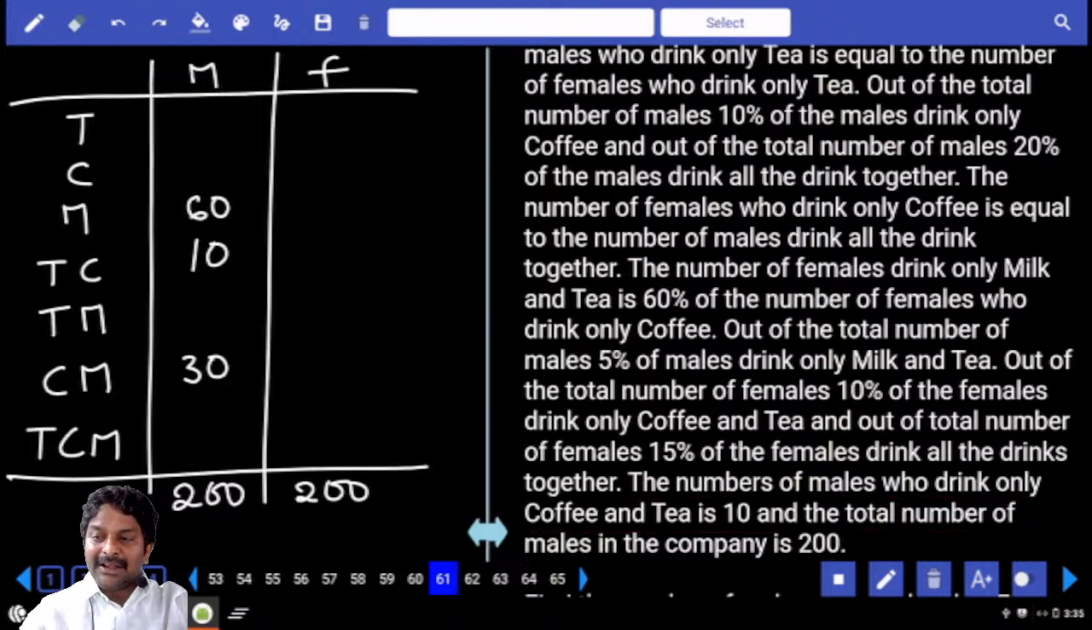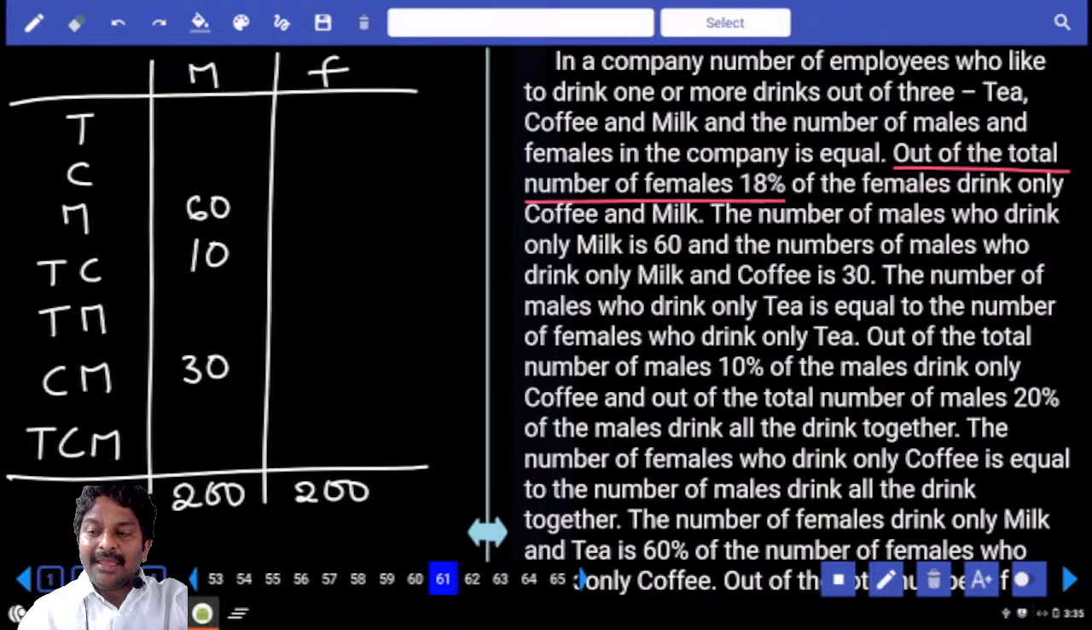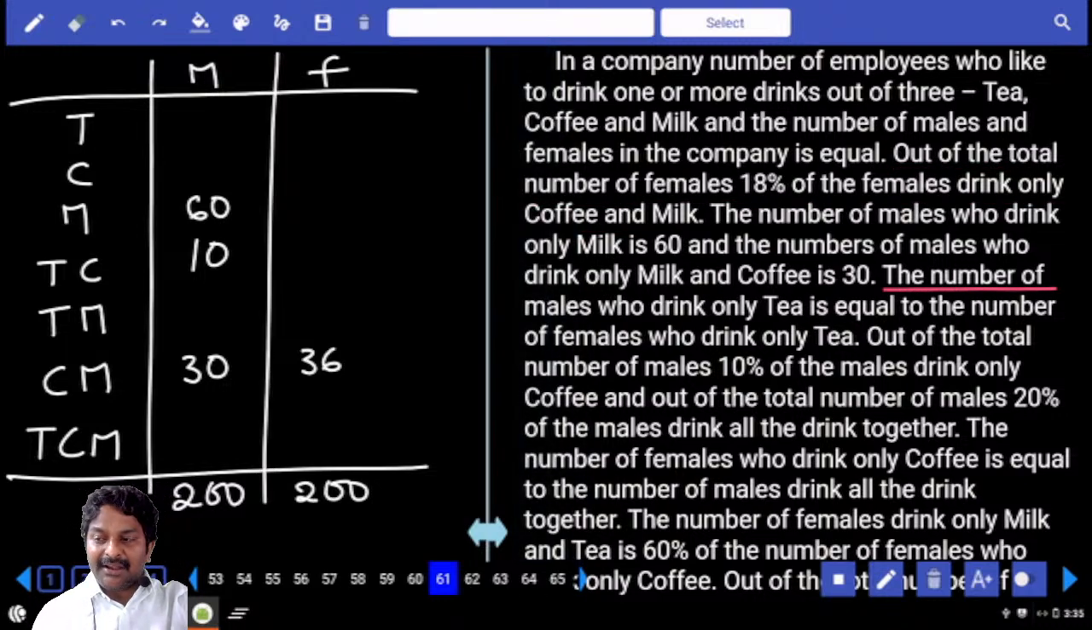Numbers are done. Now let us read line by line and try to fill the gap. Out of total number of female, 18% of the female drink only coffee and milk. Coffee, milk, here it should come. 18%. 1% is 2, 18 into 2 is 36.